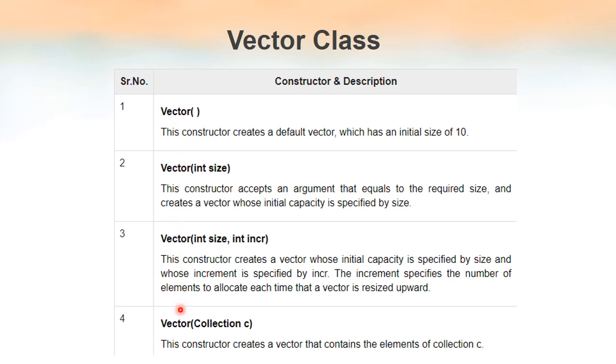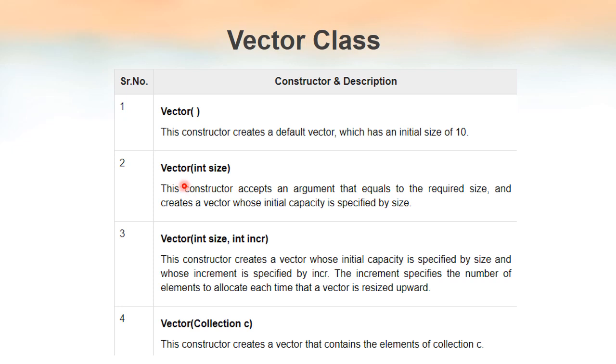When we use each of these constructors depends upon the program we are writing and upon the programmer. If we want to create a vector without any specific initial size, we can use the default constructor without any parameters. In this case the initial size will be 10.